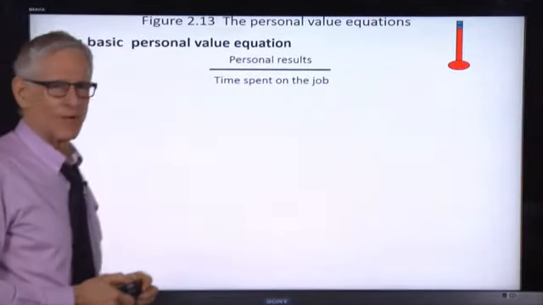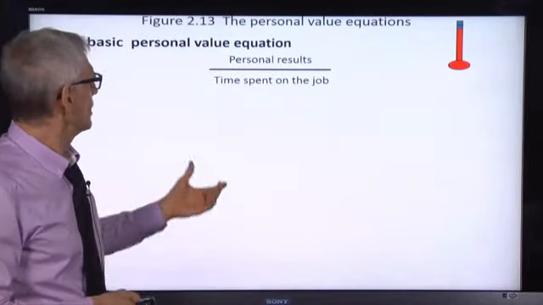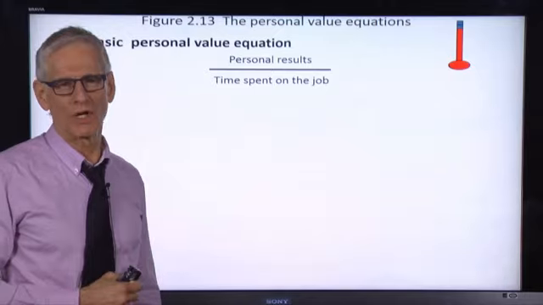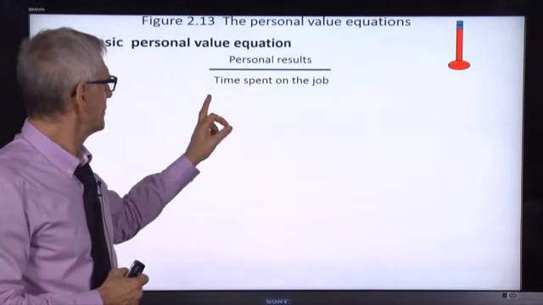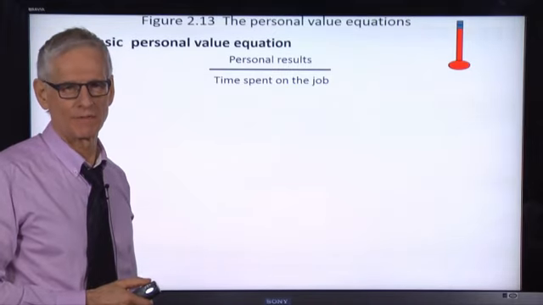The personal value proposition, again, is a parallel. What is value at the personal level? Well, it is also a ratio. I want personal results from whatever I do as a job, but I don't pay for it. So it's an opportunity cost.